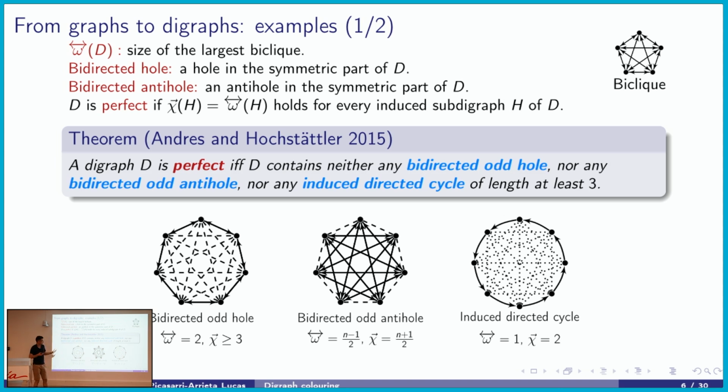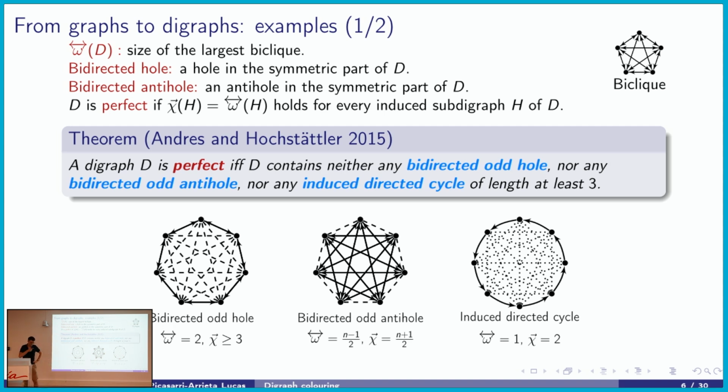And there is a new obstruction, which are induced directed cycles of length at least 3, because in this case, the biclique number is 1. We don't have any digon, but we indeed need 2 colors for it because it is not acyclic. So we again have this necessary condition for a digraph to be perfect. And it turns out that this is also a sufficient condition. So it's an exact characterization of perfect digraphs. And this is a result of Andres and Hochstättler.